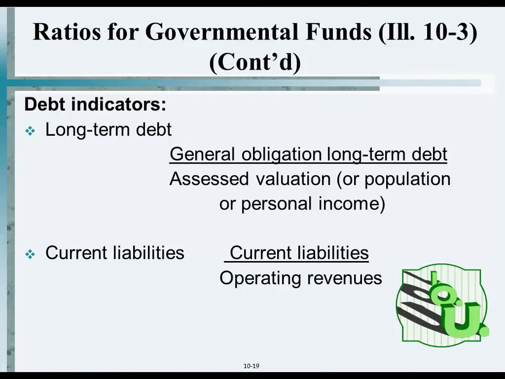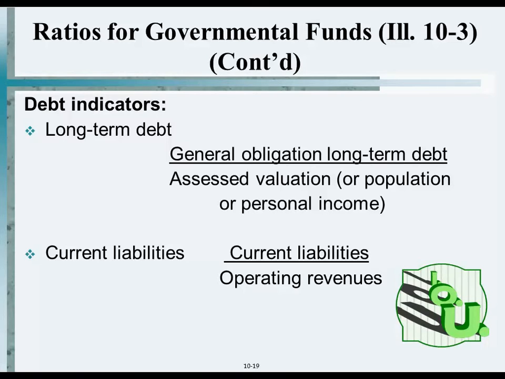Remember when we were trying to calculate the debt limit, which was based on what? A percentage of the assessed valuation? That was where we saw this. So in this case, would you like a higher number or a lower number? Do you want a lot of debt? Think about this. Look at the ratio. A little bit more difficult to understand, but debt divided by assessed valuation. So you want a lower number, right? So a lower ratio is better.